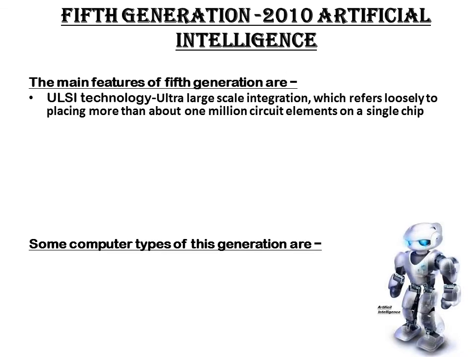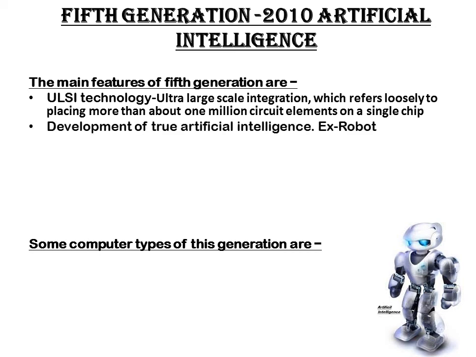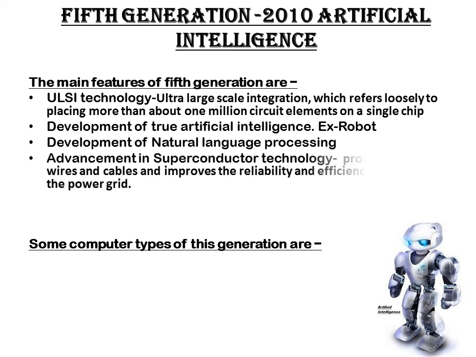Now comes the fifth generation. In this generation, ULSI technology was used, ultra large scale integration, which refers loosely to placing more than 1 million circuit elements in a single chip. Now, development of true artificial intelligence like robots comes in this fifth generation. It contains the development of natural language processing, advancement in superconductor technology.